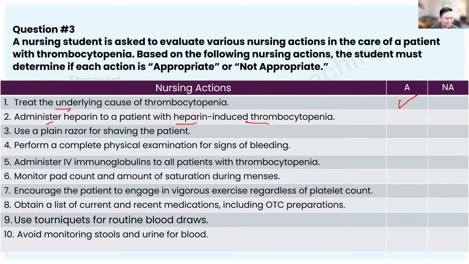Okay. All right. Very good. Well, administering a heparin to a patient with heparin-induced thrombocytopenia is not appropriate. We're not going to do that, guys. We don't want to kill the patient. We're going to have to not administer. This is wrong. Do not administer heparin to a patient that had developed HIT.